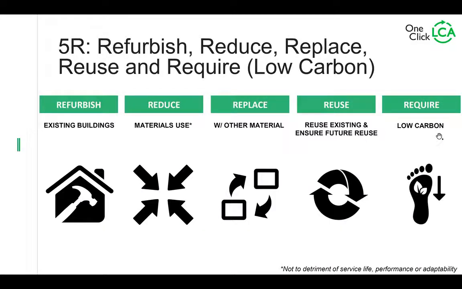And then, all other things being equal, buy low carbon products within the material category that you have ended up in. So that would be the 5R: refurbish, reduce, replace, reuse, and require low carbon. And this principle should be followed irrespectively of what material choices you make.